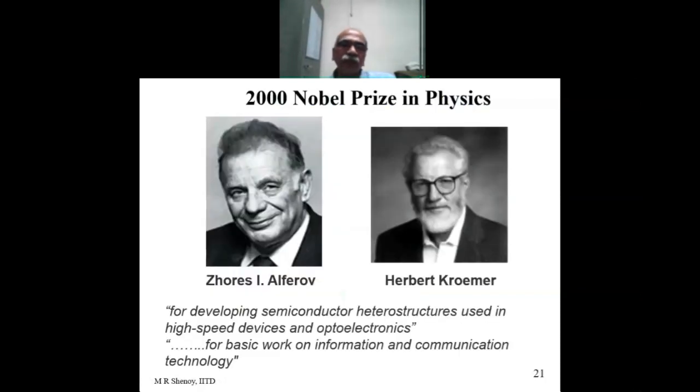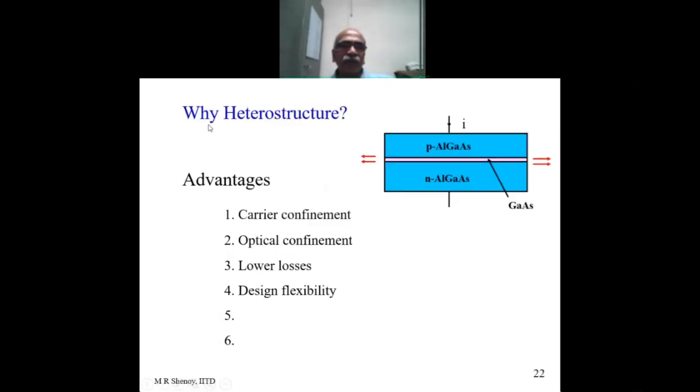Why do we go for double heterostructure? Let's see. So this is the Nobel Prize in 2000. The Nobel Prize in Physics was awarded for developing semiconductor heterostructures used in high-speed devices and optoelectronics. So Alferov and co-workers proposed the double heterostructure laser in 1970. All right, let me not go into those details. Now, just to look at the points, why heterostructure? The advantages, there are a large number of advantages. I have listed some of them. Most important ones are carrier confinement, optical confinement, lower absorption losses, and design flexibility, etc.